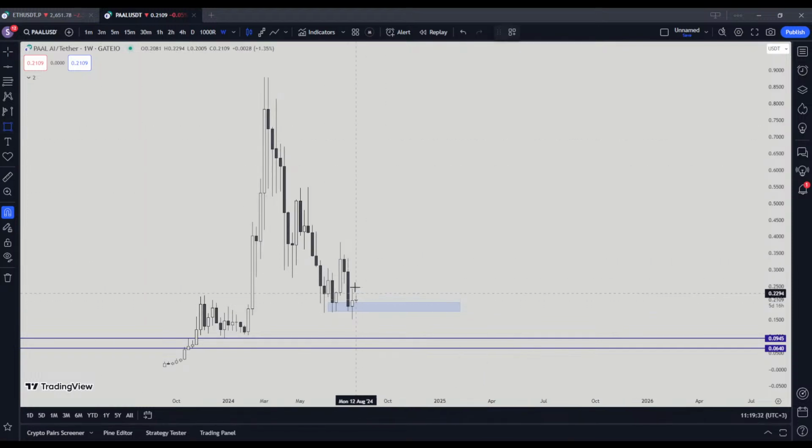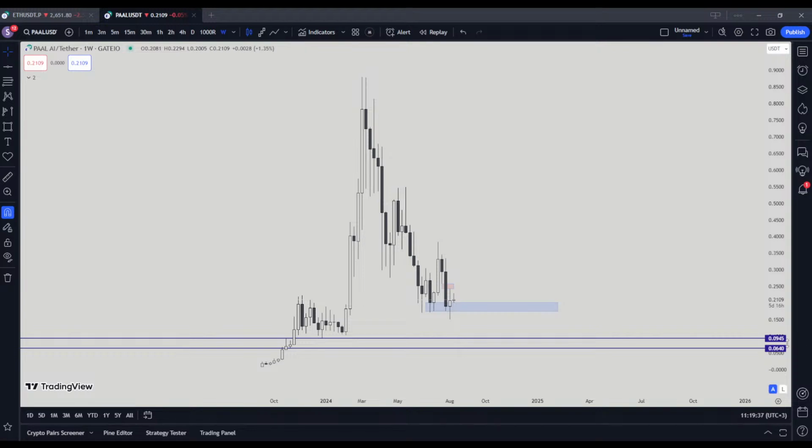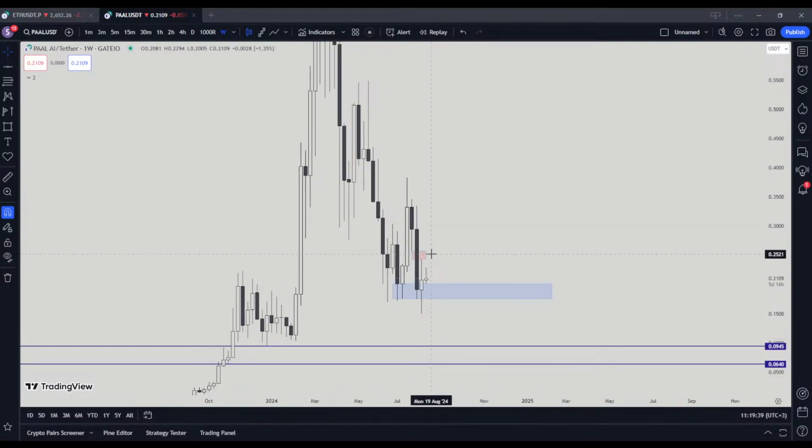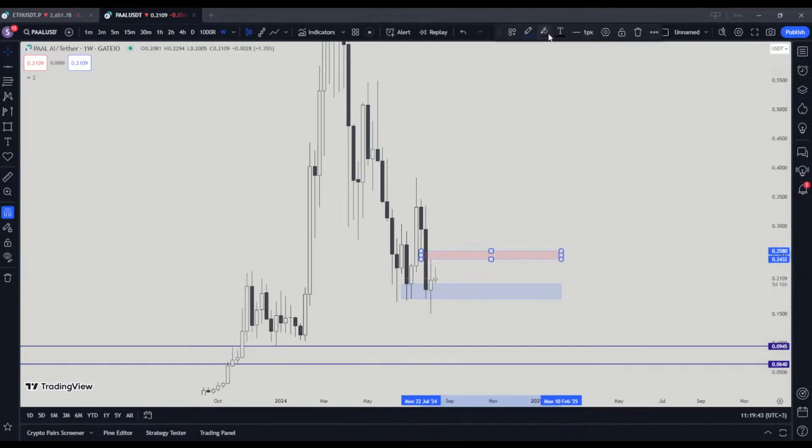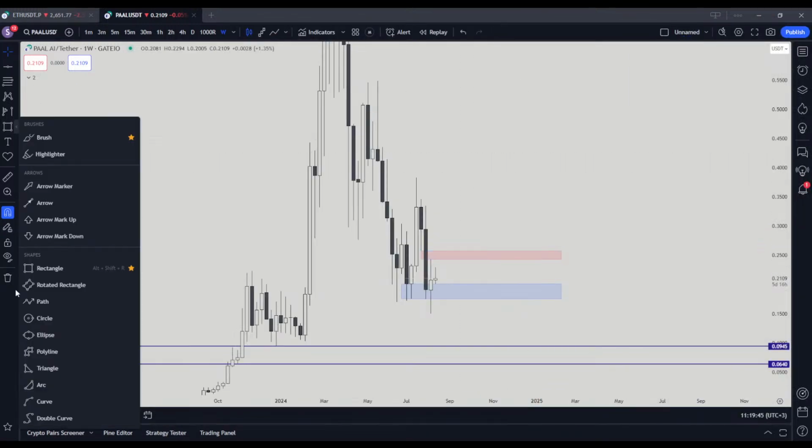Well, order flow is bearish. You can see this bearish FVG here. So most likely price will do something like this. Okay.